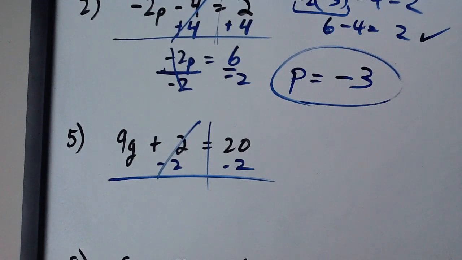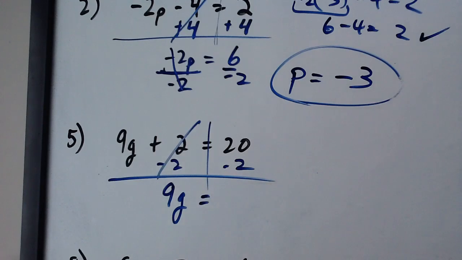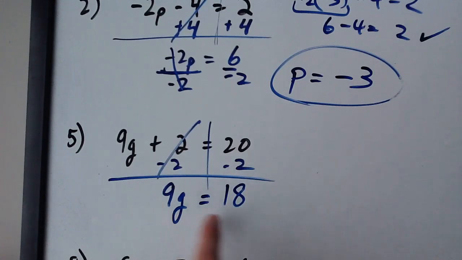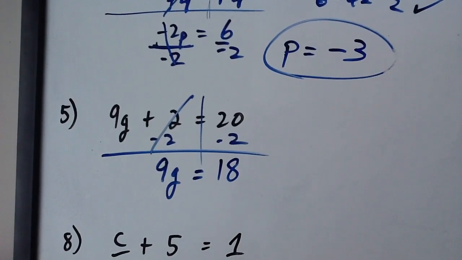So what are you left with on the left side? Well, you have 9g on the left side of the equal sign, and on the right side you have 20 minus 2, which is 18. So this is what 9g is equal to. You can read this as 9 times g, or 9 times something is 18, which you should know is 2, but how are you going to get g equals 2? How are you going to get g by itself?